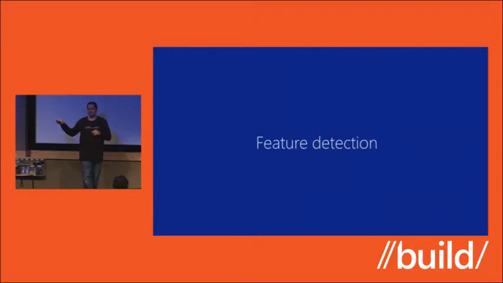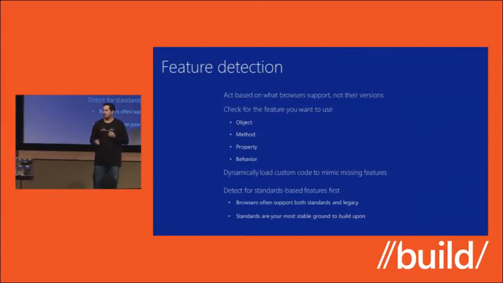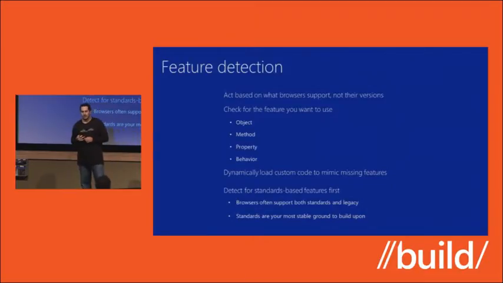So what are the solutions on this? Well, the first one that we like to promote is feature detection. All right? I'm a big advocate of that. What we're talking about is checking to see if a browser supports a specific feature, not targeting a specific browser version. We're checking to see if that feature exists. Does it exist via an object, a property, a specific method, or a specific behavior? And if it does, great, then you act upon that.